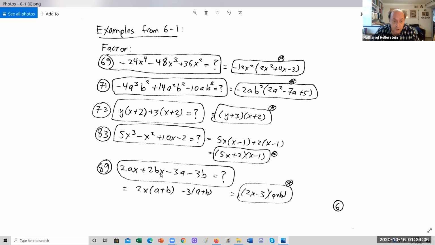Here's 2ax plus 2bx minus 3a minus 3b. Okay, there's a 2x in common here. Pull out and leave an a plus b. There's a minus 3 in common here. Pull it out, leaves a plus b. And here's an a plus b in common times 2x minus 3. There's that. I am so sorry. This should be entirely different. Like I say, I'll fix it in post.